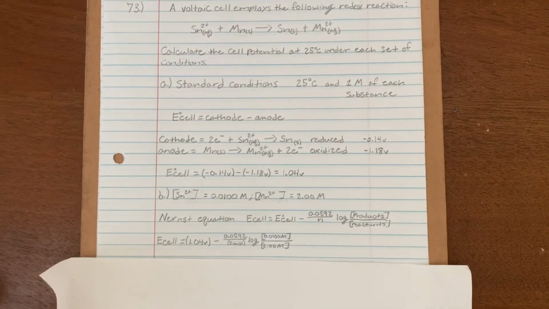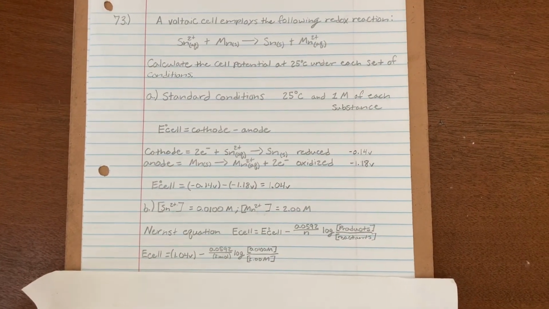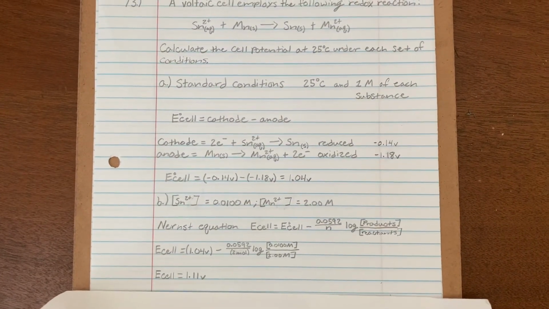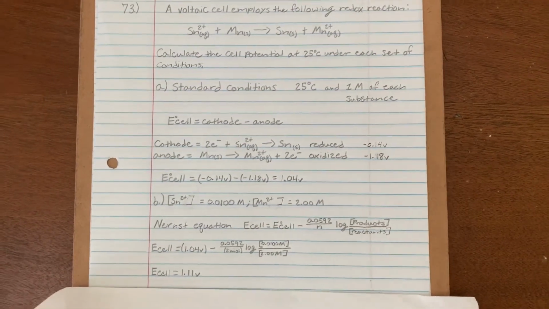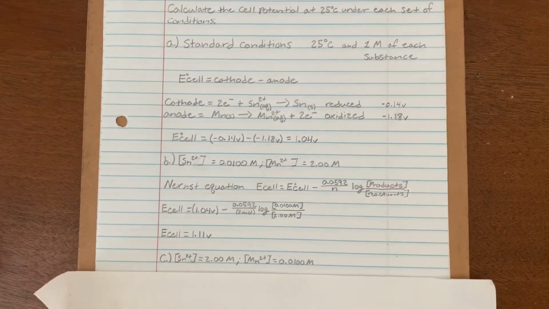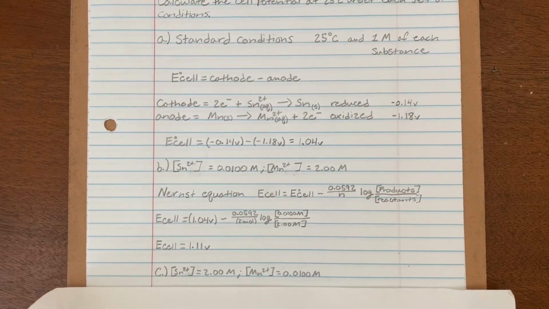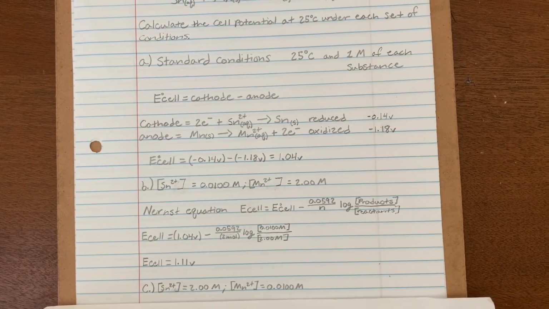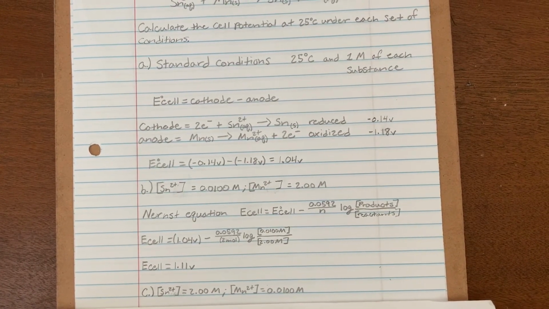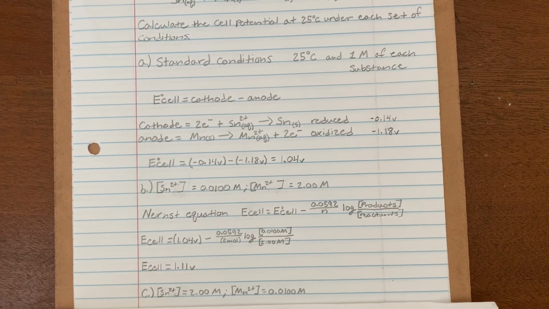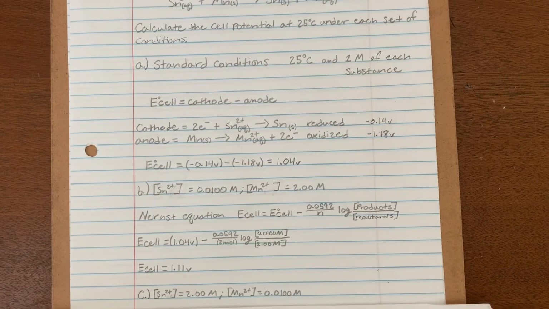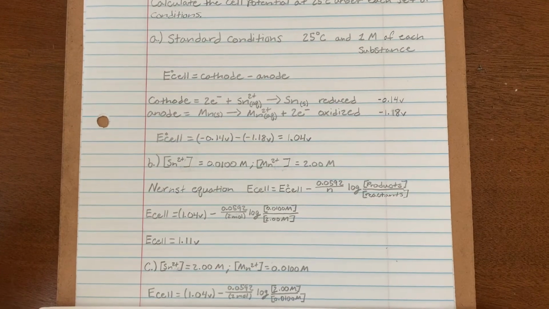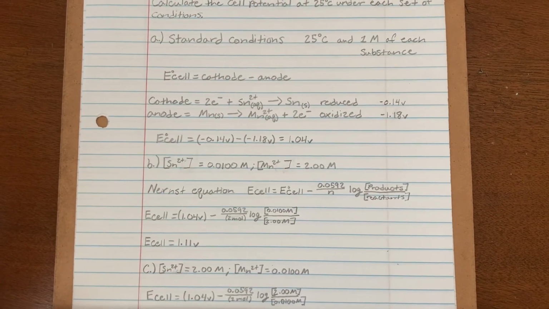We then plug in those specific concentrations into their proper places, and we will calculate an E cell of 1.11 volts. For C, the concentrations of both substances have now flipped. So tin 2+ now has a molar concentration of 2.00 molar, and manganese 2+ now has a concentration of 0.0100 molar. We will be using the same Nernst equation because we are still at 25 degrees Celsius.